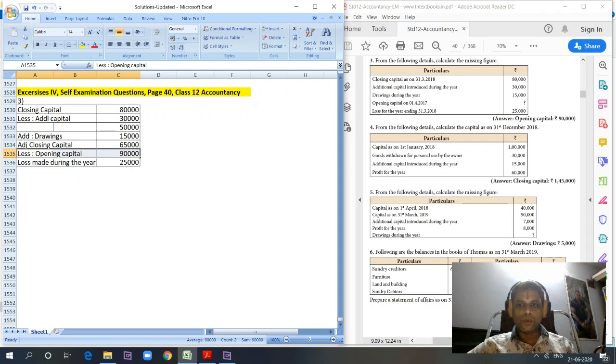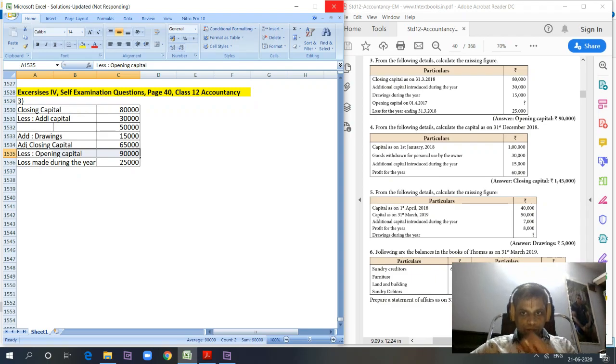The next one, while this is getting saved, is: from the following details, calculate the capital as on 31st December 2018. We have capital as on 1st January, and goods withdrawn for personal use by the owner 30,000. We have additional capital introduced during the year 15,000 and profit for the year 60,000. We have to calculate the closing capital as on 31st December.